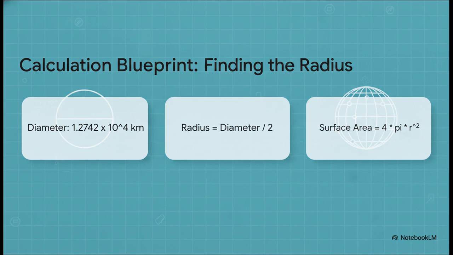First things first, we need the radius. Our source tells us the diameter of the Earth is 1.2742 times 10 to the power of 4 kilometers. We just divide that by 2, which gives us a radius of 6.371 times 10 cubed kilometers. Now we plug that straight into our surface area formula, which is 4 times pi times the radius squared, and we'll go ahead and use 3.142 for pi.